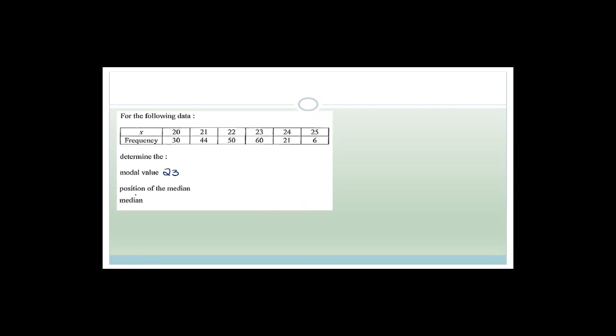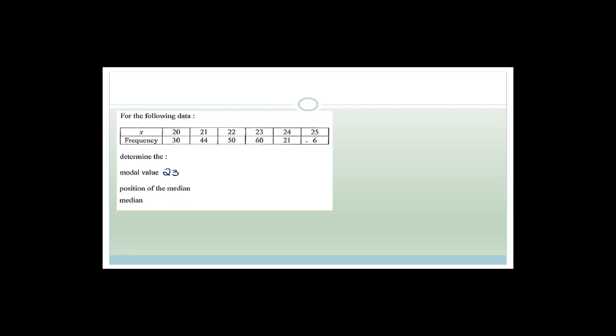Now it says determine the position of the median. Okay, so let's count how many data points we've got. I just want to change color. Do you agree we've got 30 here, 44 here, 50 here, 60 here, 21 here, and 60 here.